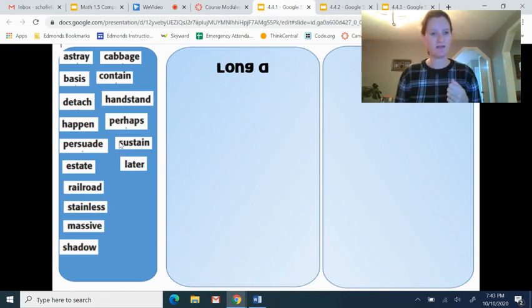So that's what the words mean, and I want you to say them to yourself. Listen for the A sound. Is it a long A, as in A, or is it a short A, as in A? And I need you to sort the words and click and drag and put them into the correct box. Okay.